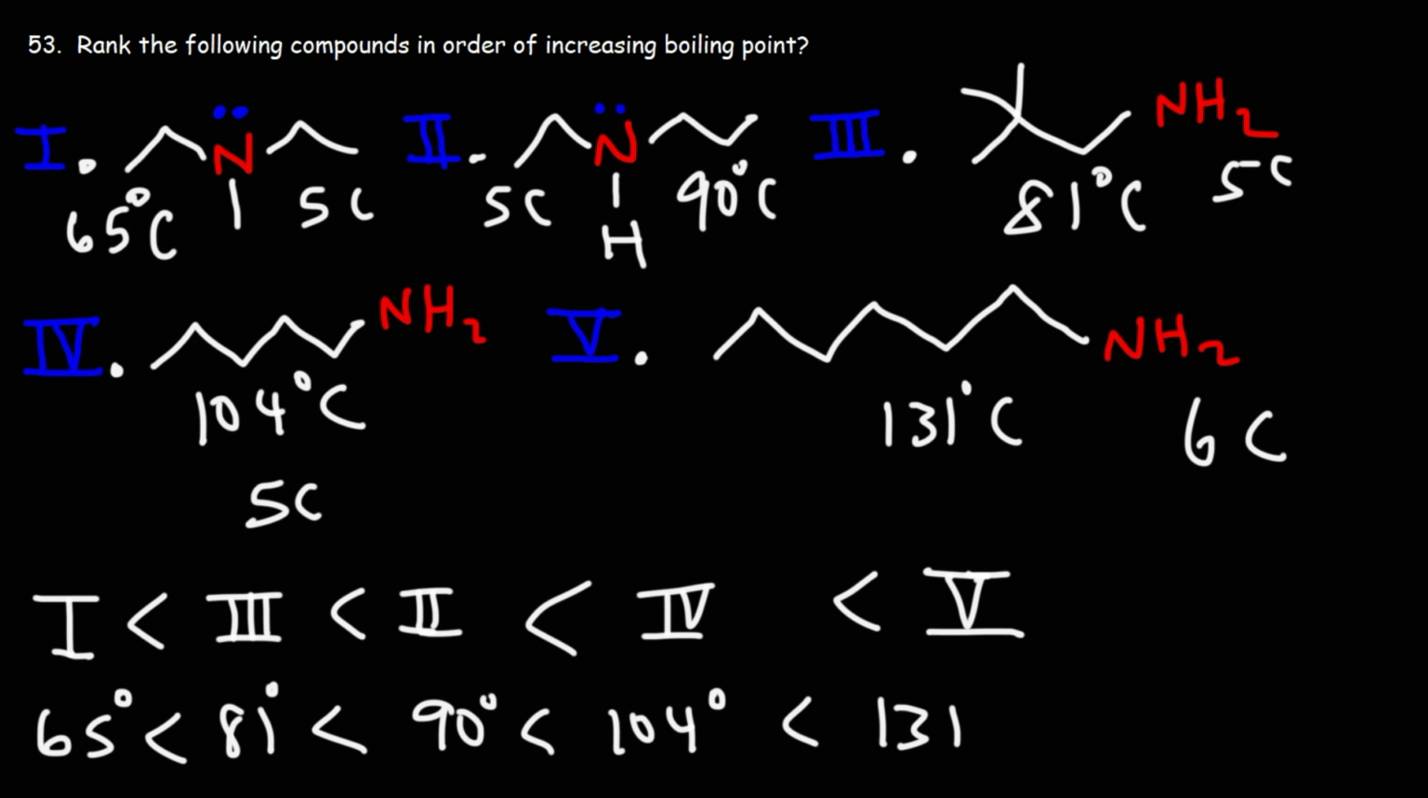So remember, things that increase the boiling point are the presence of hydrogen bonds, an increase in molecular weight if you have more carbon atoms in the hydrocarbon chain. Straight chain alkanes have a higher boiling point than branched alkanes. And that's about it.